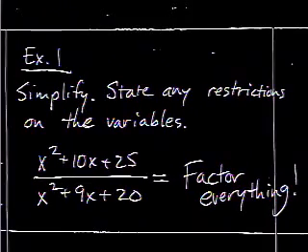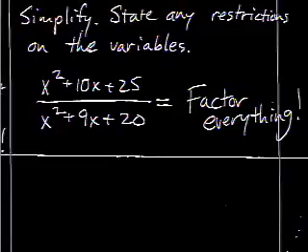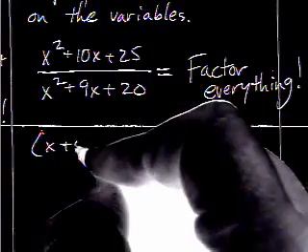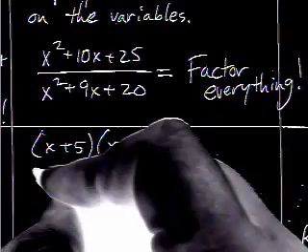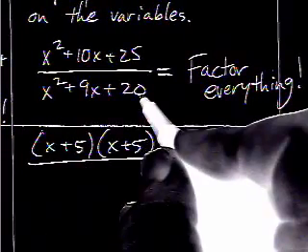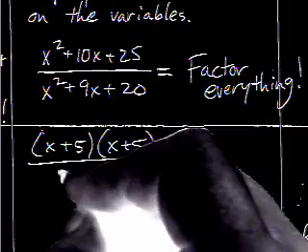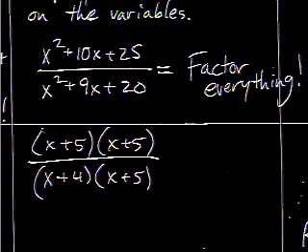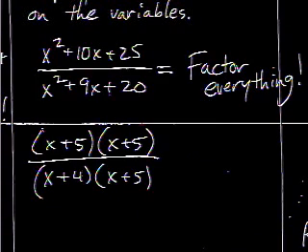We're talking about example 1 here. It says simplify, stating your restrictions on the variables. You will have to factor everything under the sun that you can find to factor. So let me get started on the factoring here. We've got x squared plus 10x plus 25. That's x plus 5 times x plus 5 over, now, factors of 20 whose sum is 9. That would have to be plus 4 and plus 5. Okay, so now we've factored everything we could possibly factor. There were no greatest common factors, so I didn't have to worry about that.